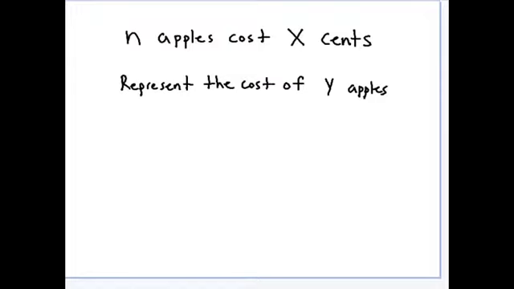Okay, in this problem we're told that n apples cost x cents. We'd like to represent the cost in cents of y apples. Well, let's first look at an easier example. And the key here is really to find the cost of one apple, or represent the cost of one apple.